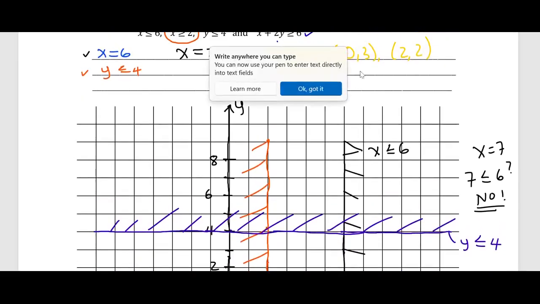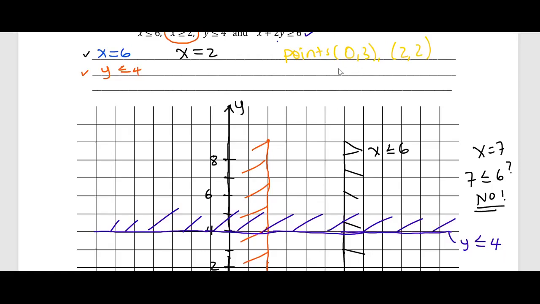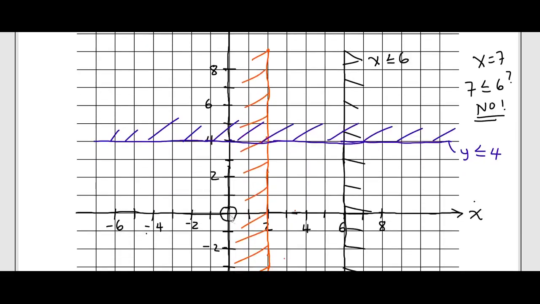This is the value of x. Remember, this is x. This is y. So for the first point, x is 0 and y is 3. If x is 0 here and y is 3, this is 3. So the point is there.